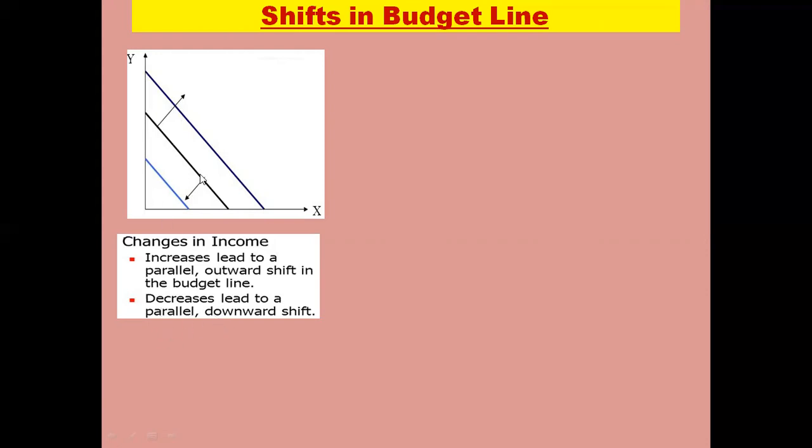And when income decreases, the budget line shifts parallelly leftward. That is, there's a downward shift. Initially, the consumer was consuming here. He shifts to this point. He consumes less of X and again less of Y. That is, he moves downward.